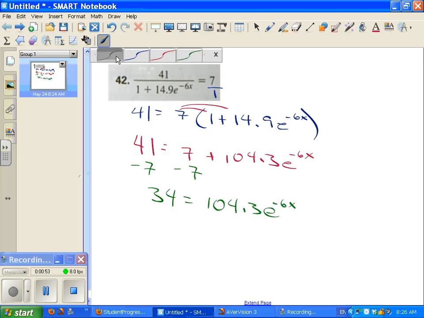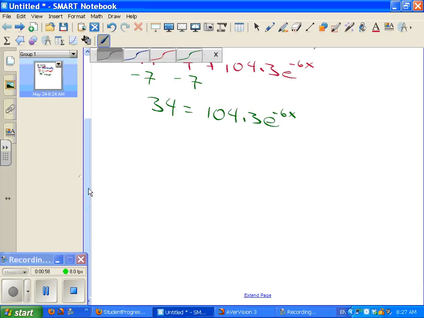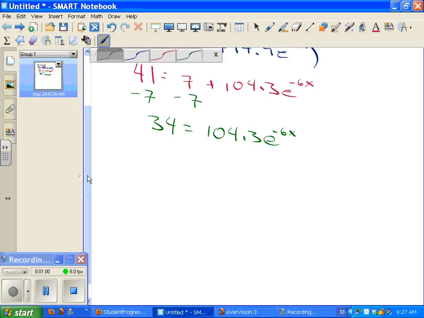Oh, this is this one. Then what? Is it 104.3 equals? I have to start getting the x by itself, and I have to start getting the things that are attached to x by itself. Then you need the square root. Nope.